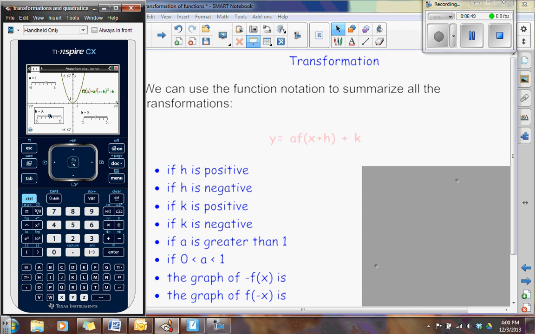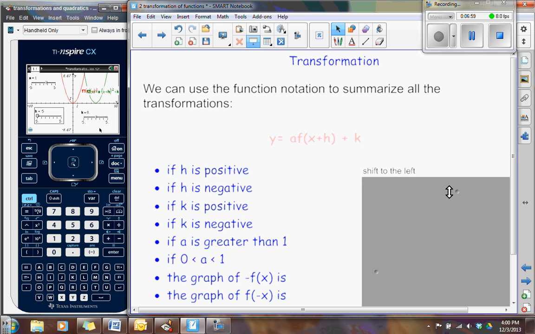Okay, h, remember, is within the bracket. So if we make h positive, our function moves left, and if h is negative, our function moves right. So it's the opposite of what you would expect. If h is positive, it's going to the left. Positive h, left. And if h is negative, it's shifting to the right.